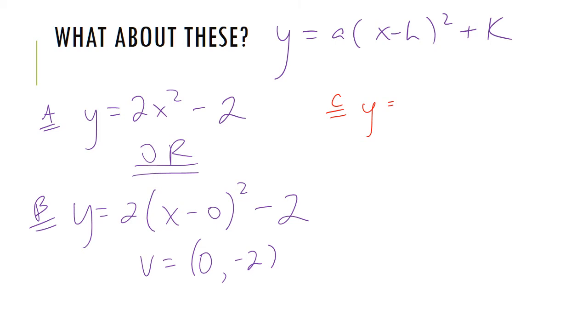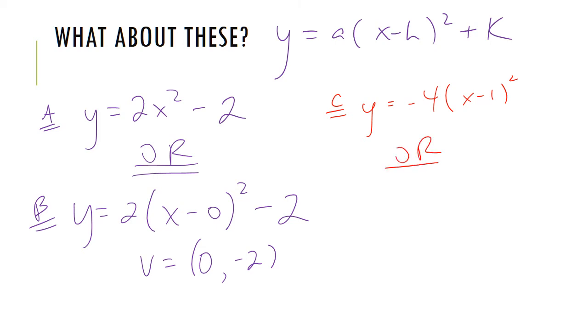And this one's not as much in disguise as the last one. So that kind of looks like vertex form. We have our brackets. We have our squared. What does it look like we're missing? Doesn't look like I have a K value.